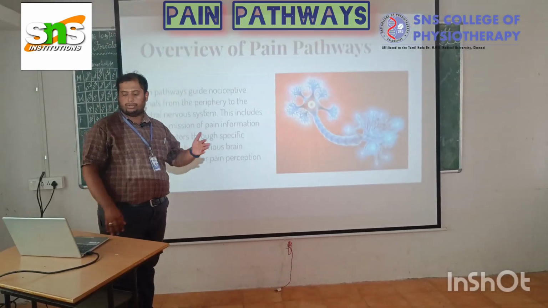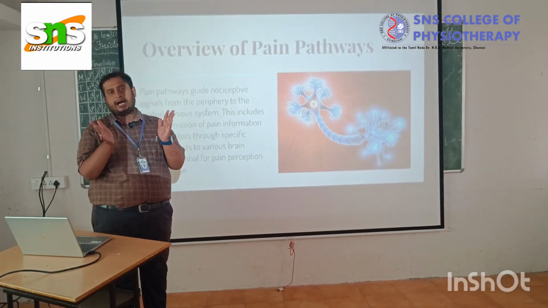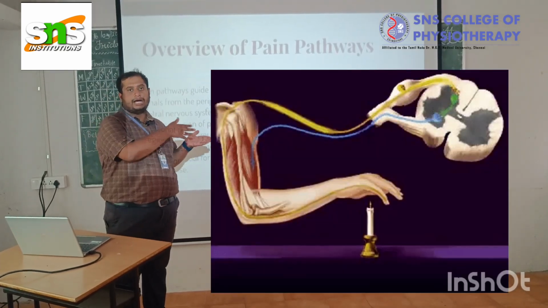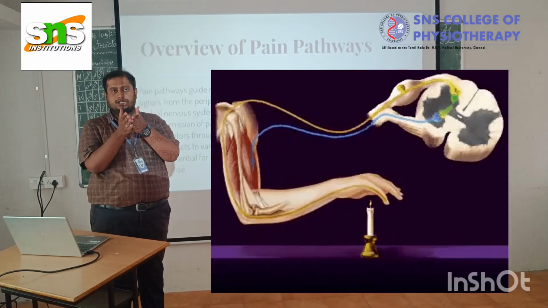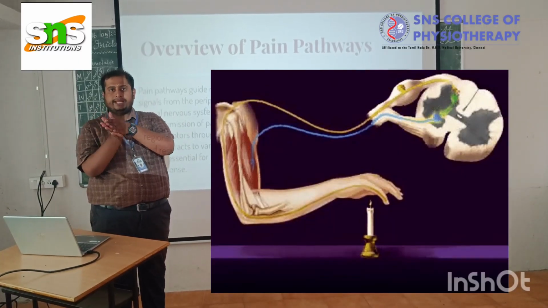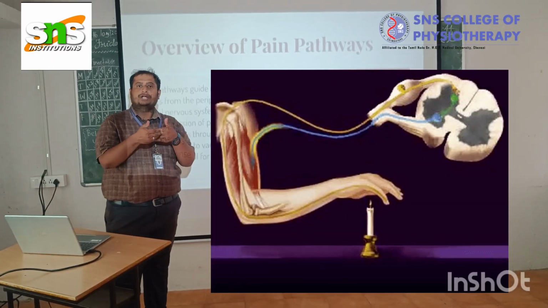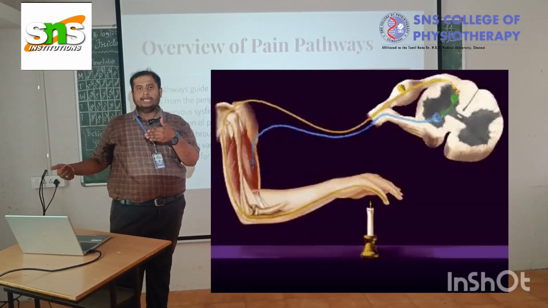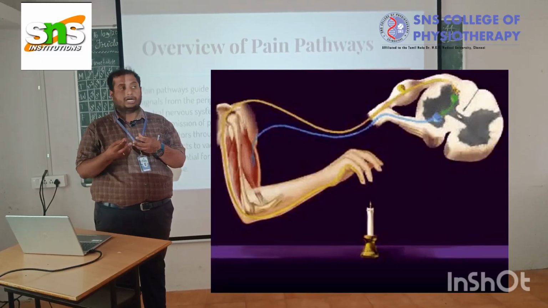First, we are going to see the pain pathway. I already mentioned that there's a reflex arc in the body which starts from the organ, then goes through the afferent nerve fibers, then to the spinal cord, then to the brain, and it sends the pain signals through the descending tract to the pain perceiving organ.